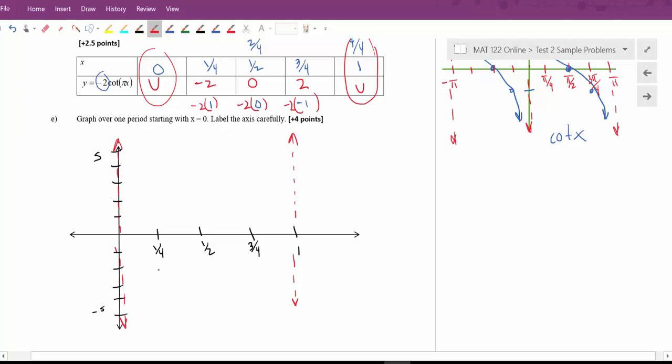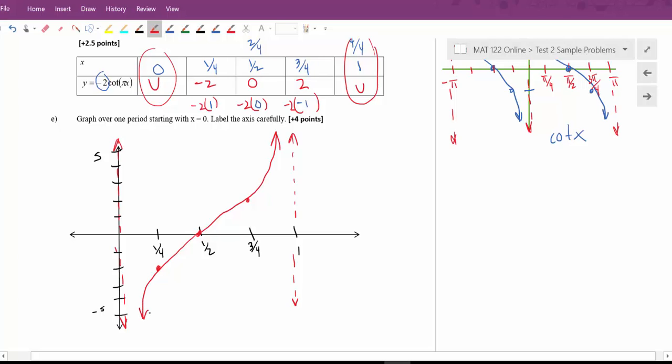1/4, -2 is a point. 1/2, 0 is a point. 3/4, 2 is a point. Sketch it in. So you've stretched the cotangent graph vertically, and you also reflected it.